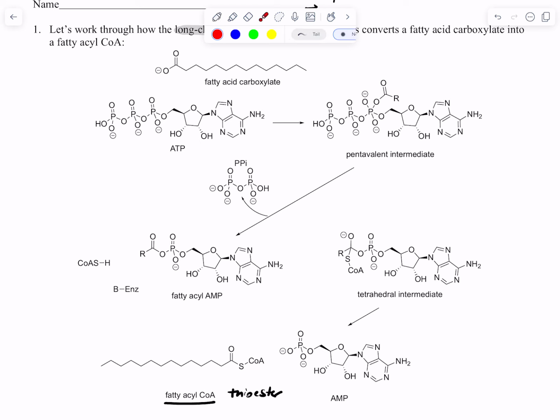That shouldn't be a surprise because the carboxylate itself is not an electrophile. That's a level 4, not very electron poor. And so what we're actually going to do is break a phosphoanhydride bond in ATP to pay for the thioester bond that we're going to make in this process.